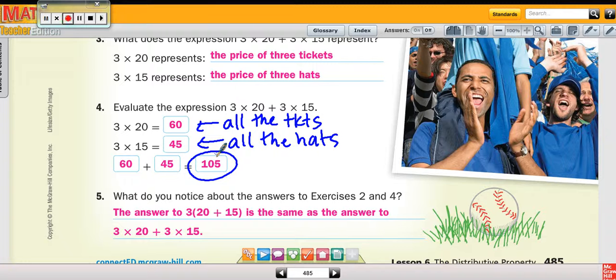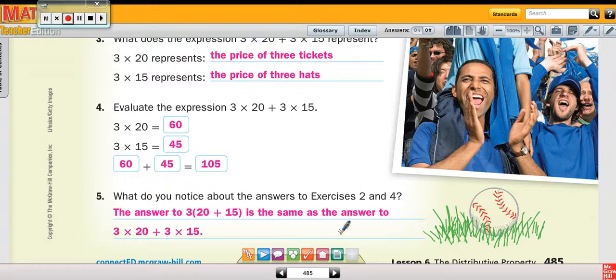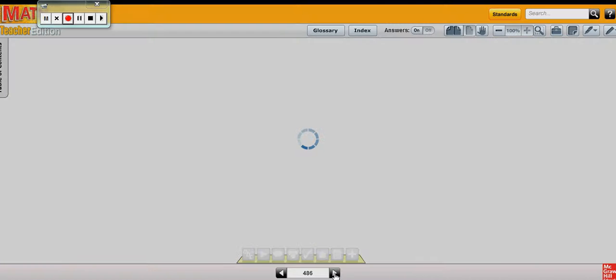So whether we add the 20 and 15 together and take it times 3, like this, or whether we go 3 times 20 and then add that to 3 times 15, these are still equivalent expressions. Okay, and that's going to kind of link back to what we studied in the previous lessons here in chapter 6. Okay, questions over that?